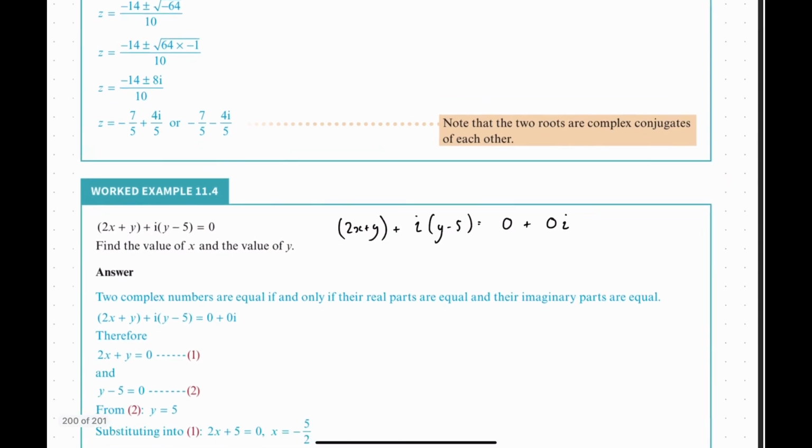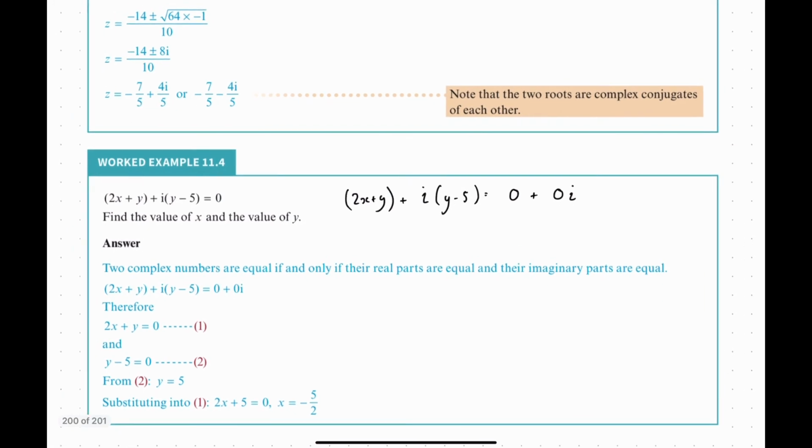So then you can say 2x plus y must equal 0, and y minus 5 must also equal 0. Because they both equal 0, you could make them equivalent to each other and make a substitution that way, or rearrange y minus 5 equals 0 to y equals 5, and substitute back into here to find out what x equals.